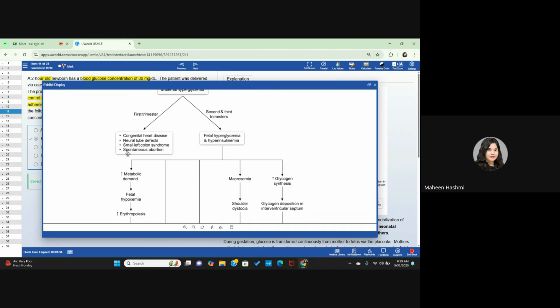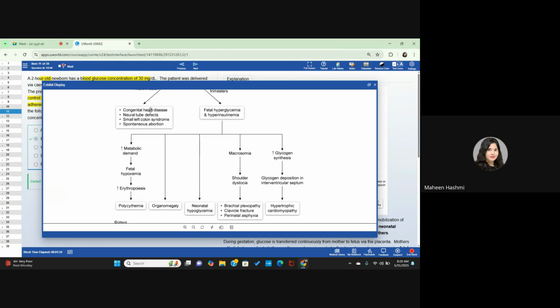The other thing I want you to remember, the side effects of maternal hyperglycemia. There are congenital heart disease, neural tube defects, small left colon, spontaneous abortion. Congenital heart defects, we discussed that it causes aorticoseptal ventricular defects. We also discussed neural tube defects. It can cause polycythemia, any sort of organomegaly. Also, there can be clavicle fractures, hypertrophic cardiomyopathy as well.